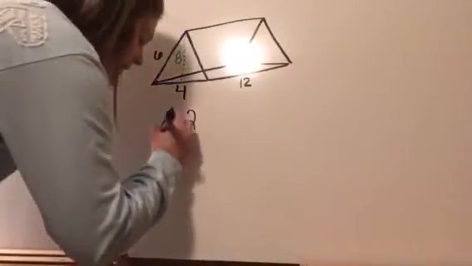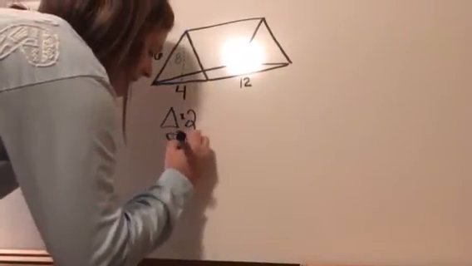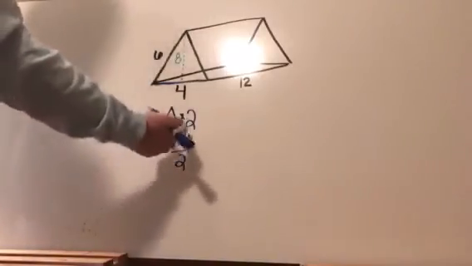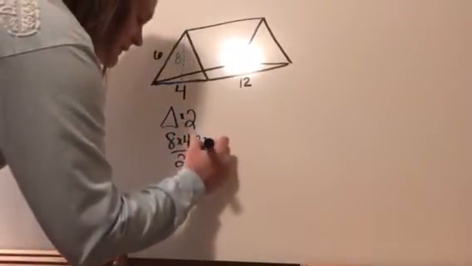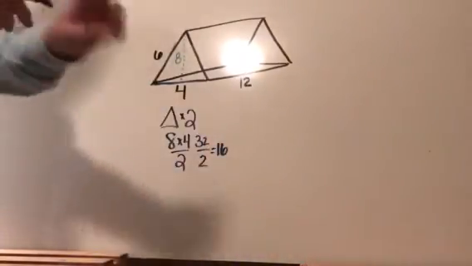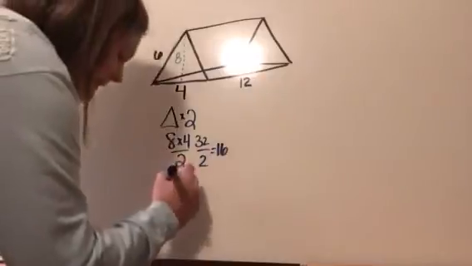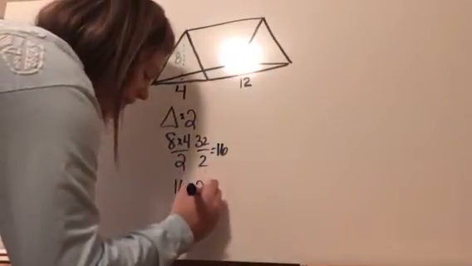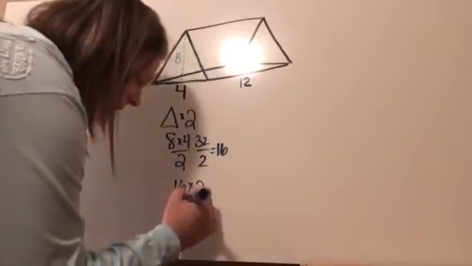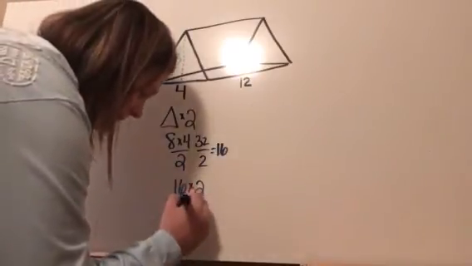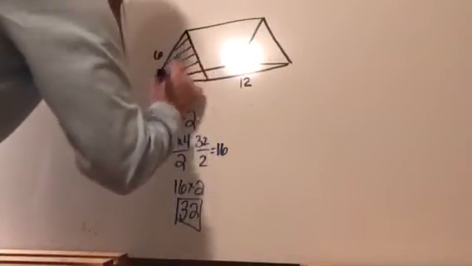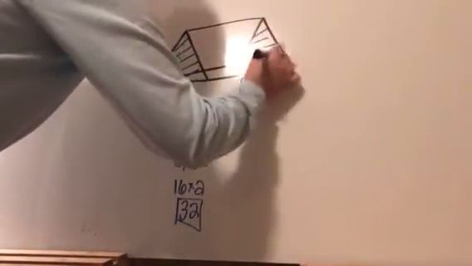So we're going to do 8 times 4 and divide it by 2 because that's the area of a triangle. 8 times 4 is 32. 32 divided by 2 is 16. Now, keep in mind we have two triangles. So we need to do 16 times 2. I know it's kind of redundant because we just divided it by 2, but to keep in line with the formula, 16 times 2 is 32. So that counts both of my triangles.